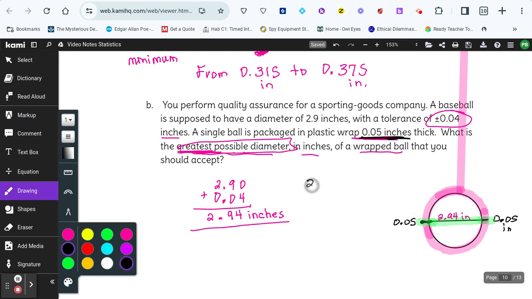So I'm going to do 2.94 plus 5/100ths from one side from the wrap being that thick, and 5/100ths of an inch from the other side from the wrap being that thick. So that's 14. Here's the one that's 10. Here's the one that's 3. So the greatest possible diameter of a wrapped ball is 3.04 inches.